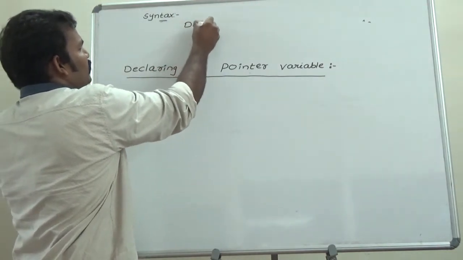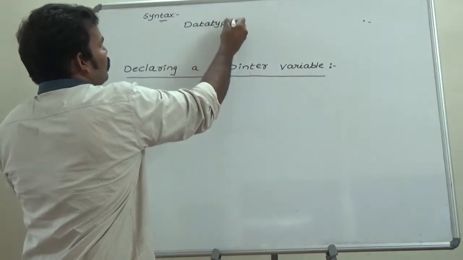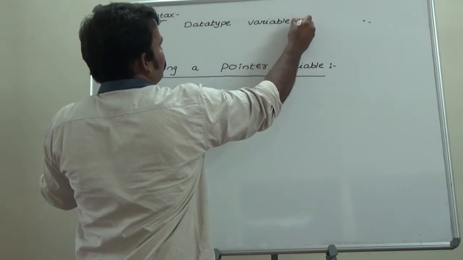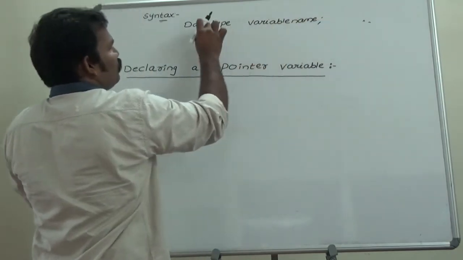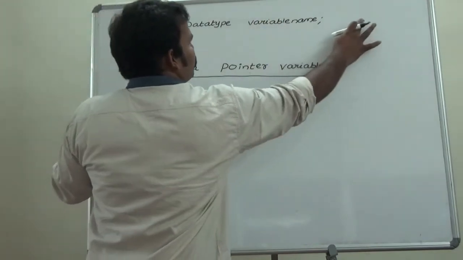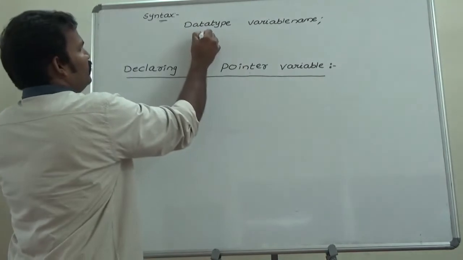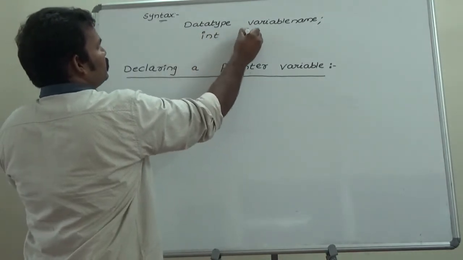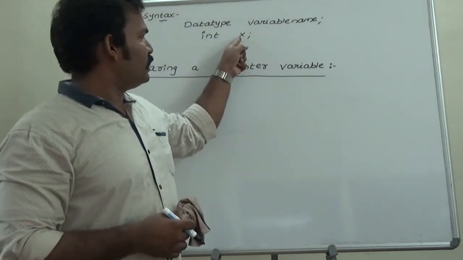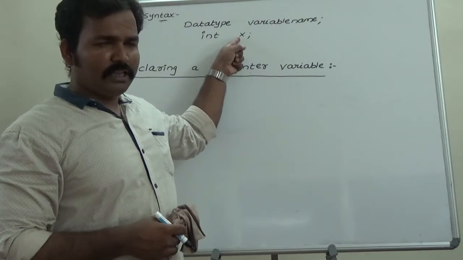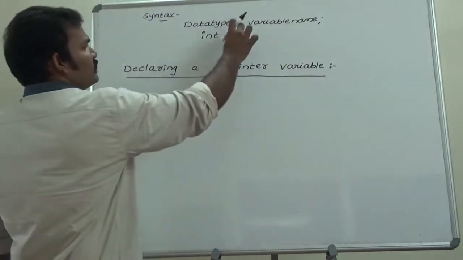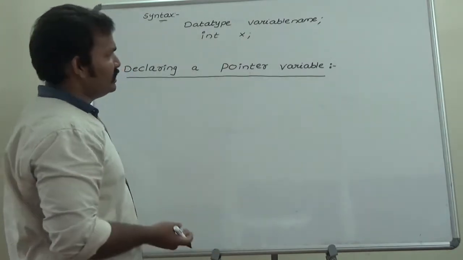First we have to write the data type, then the variable name. Here we write the data type first, then specify the variable name, and the declaration statement should end with a semicolon. Here, int x. So x is the variable, int is the data type. Here the x variable is declared as int data type, which means the x variable can hold only integers.